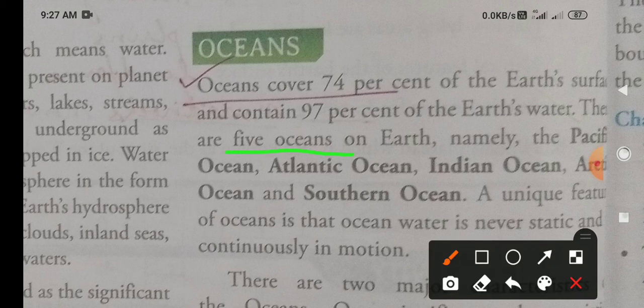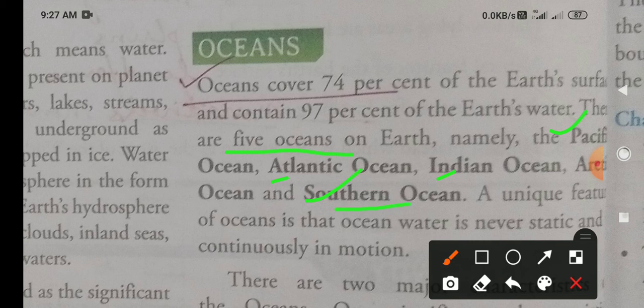On the earth. Namely, what are they? Pacific Ocean, all of you know. Next is the Atlantic Ocean. Next is the Indian Ocean. They are all given according to their size. And the next is the Arctic Ocean. Next is the Southern Ocean or the Antarctic Ocean. It was known as the Antarctic Ocean.